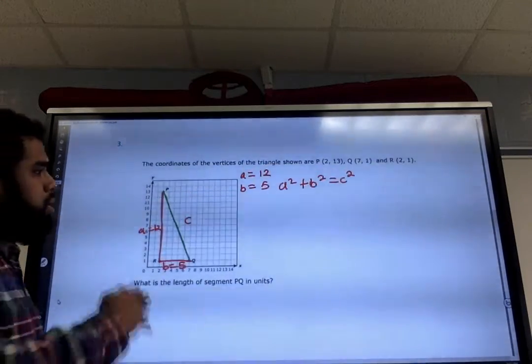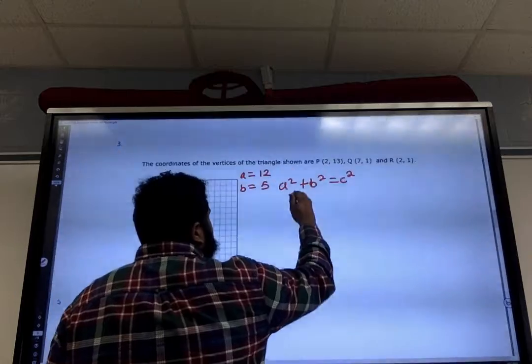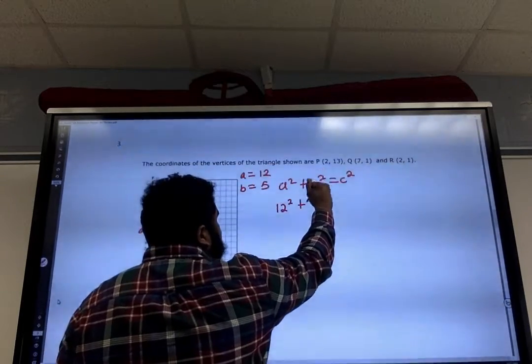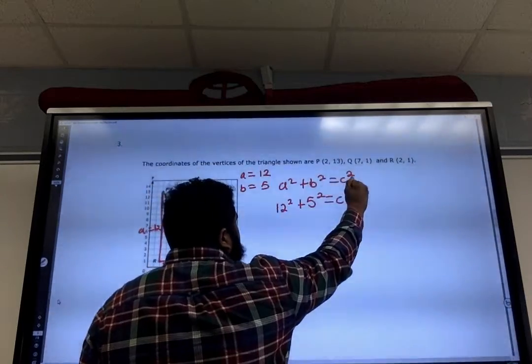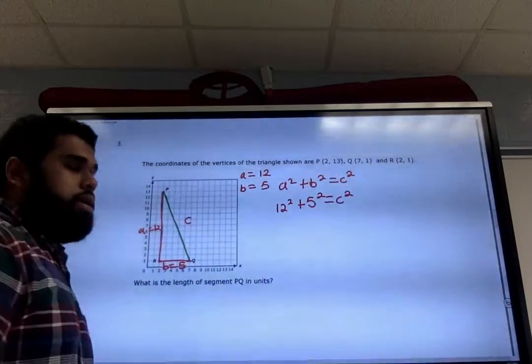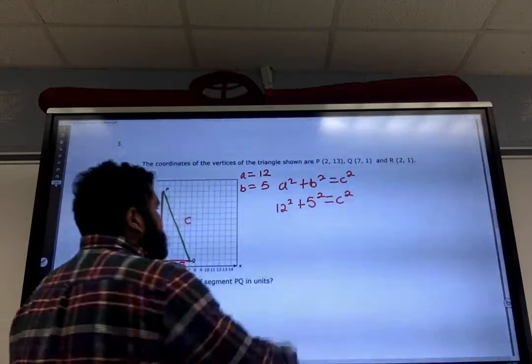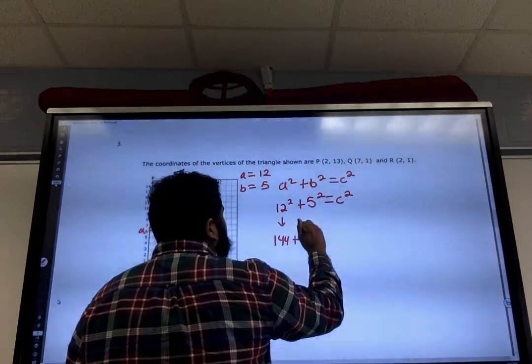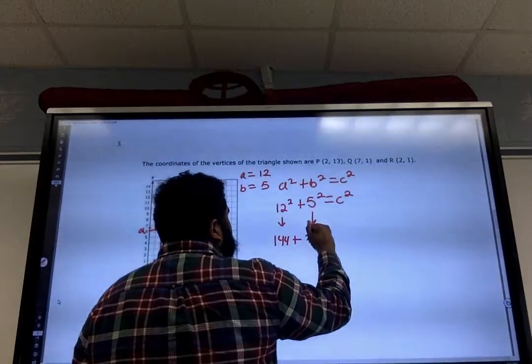So now, when I put it all together in the formula, A squared is 12 squared plus B squared, which we know is 5 squared, equals C squared. So 12 times 12 is what? 144 plus 5 times 5, 25.